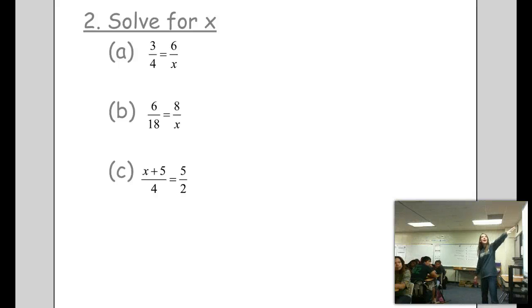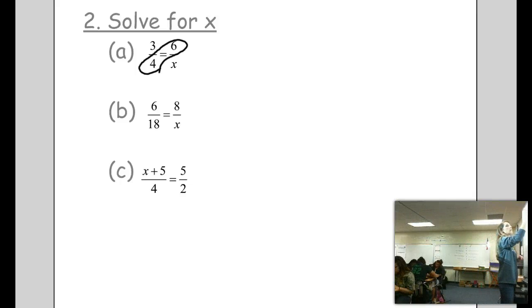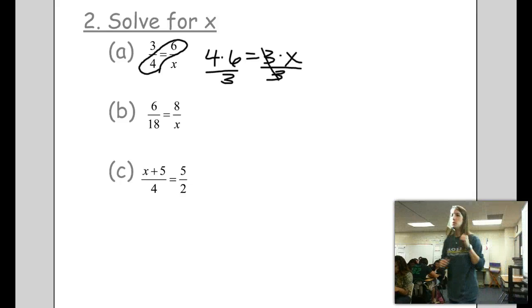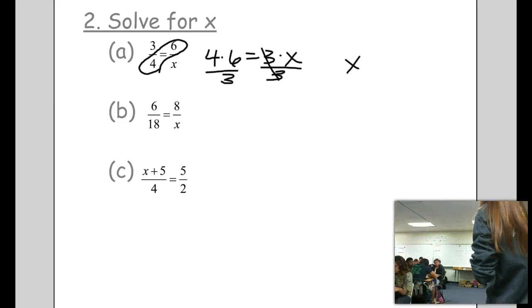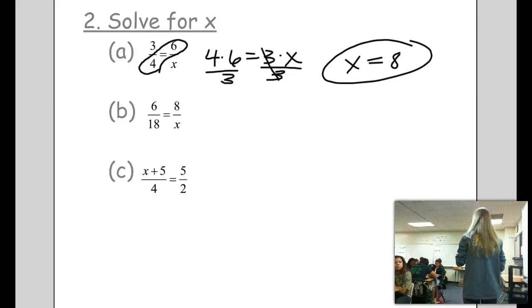That's nothing new. Let's do A. Cross multiply. Can you even cross multiply and divide? It's even quicker. But we would do 4 times 6 divided by 3. If you want to write it out, you're technically doing 4 times 6 equals 3 times x. And then you divide both sides by 3. Who's up? Ava, what'd you get? Okay, 4 times 6. Okay, divide by 3. Yeah! You did know. x is 8. Try the next one.